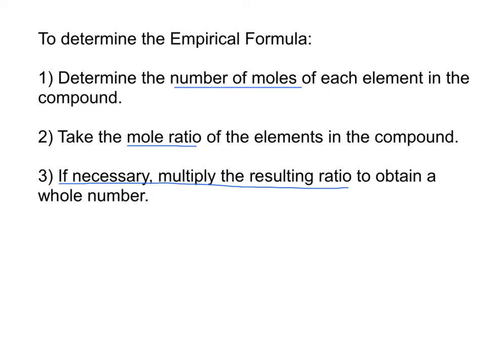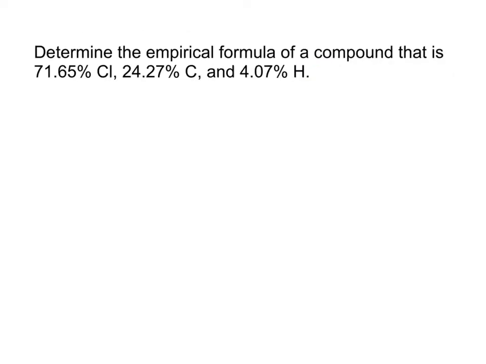And so let's look at this through the context of an actual problem. So the problem reads, determine the empirical formula of a compound that's 71.65% chlorine, 24.27% carbon, and 4.07% hydrogen. Well, the first thing is, let's assume we've got a nice round number of sample to work with. And typically 100 grams makes a lot of sense because the percent compositions always add to 100. So we're going to assume we have 100 grams of it.